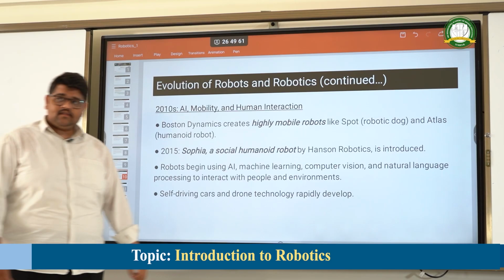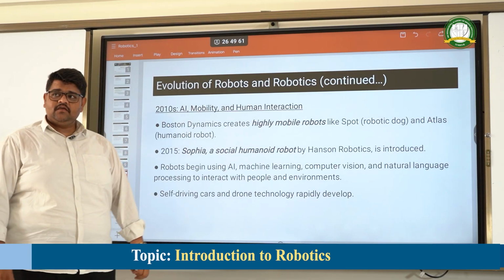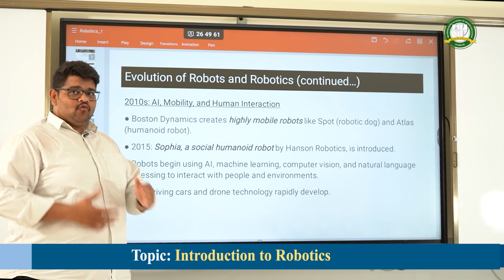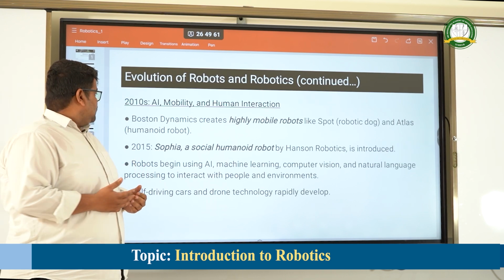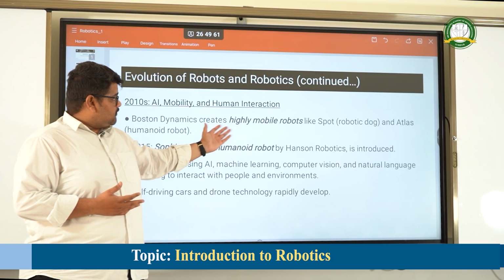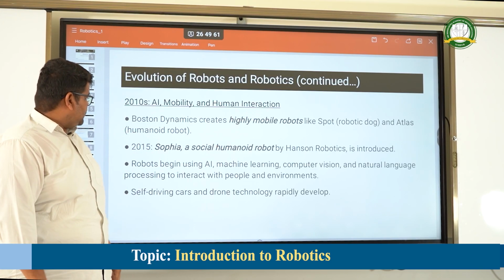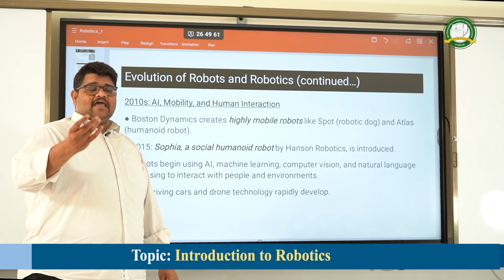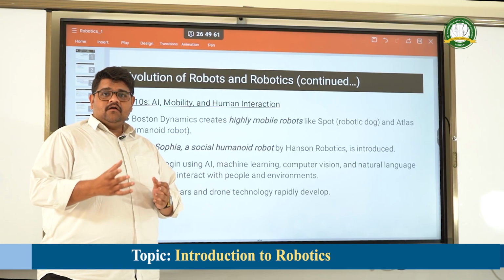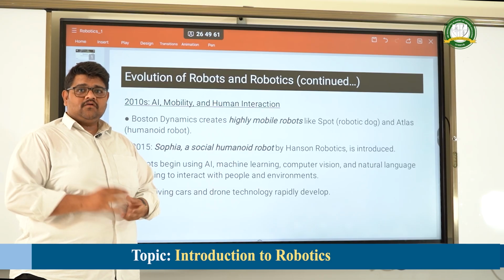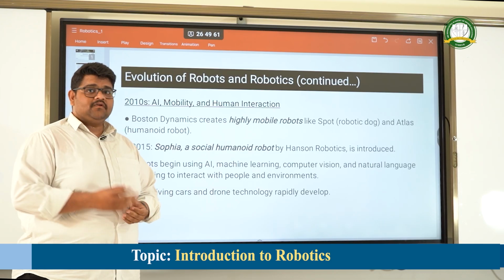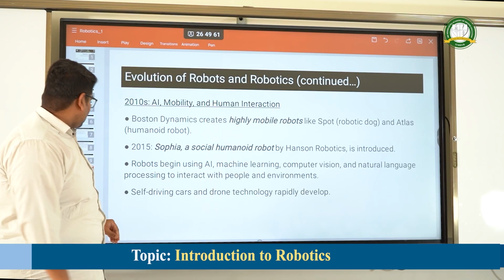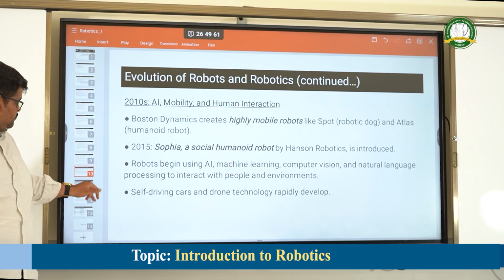In the 2010s, we could see the adoption of artificial intelligence. We could see the development of mobile robots as well as human interaction, and how Boston Dynamics created mobile robots. We could see Sophia. Artificial intelligence, computer vision, and natural language processing were integrated into robots for proper vision, proper sensing, and feedback. Self-driving cars were introduced in these years too.